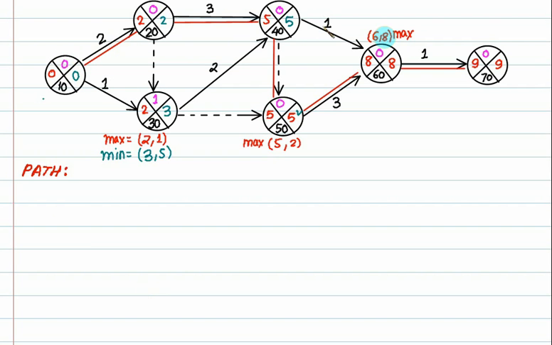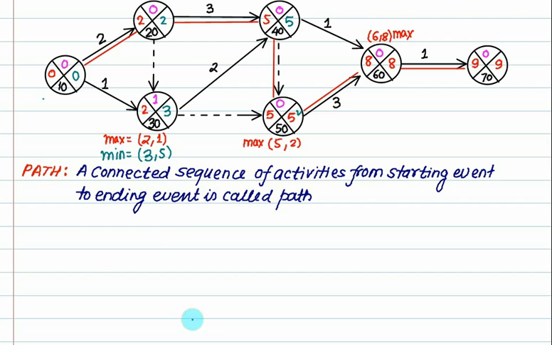So with reference to this figure, we'll have certain definitions. The first term is called a path. This is the general definition of a path. This one is called the starting node. We start at 0 day, and this one is the finishing node, the end node. Sometimes it is called the source node, and this one is called the sink node. Source means starting point, sink means end point.